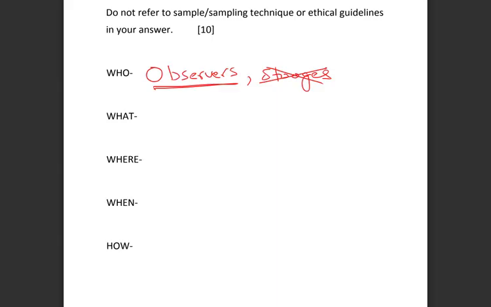Don't just say that they're non-participant. If you're saying they're non-participant, you could say that maybe they're observing from a distance behind a one-way mirror. Elaborate on these points. Show the examiner that you know exactly why you're saying it's an overt, covert, participant, non-participant observation, rather than just stating it in your answer. All right, so that is the who.